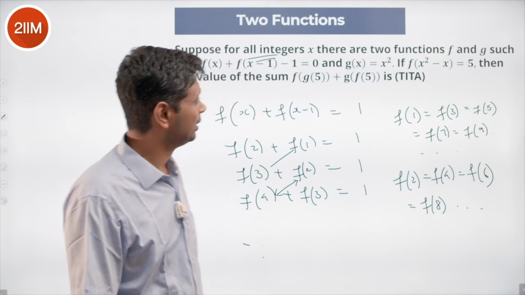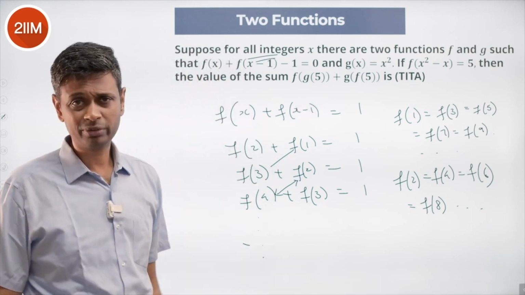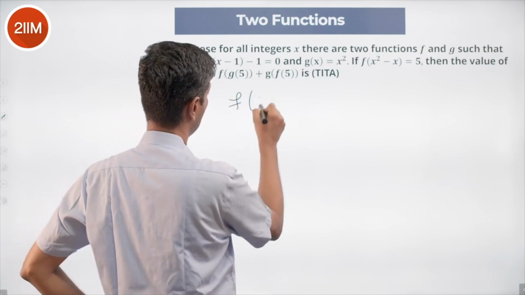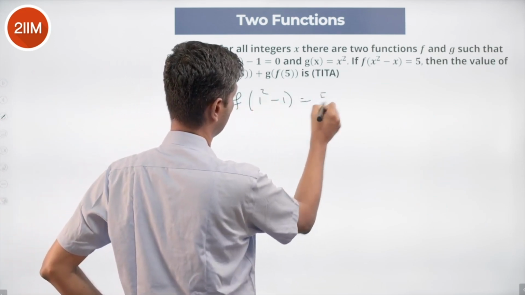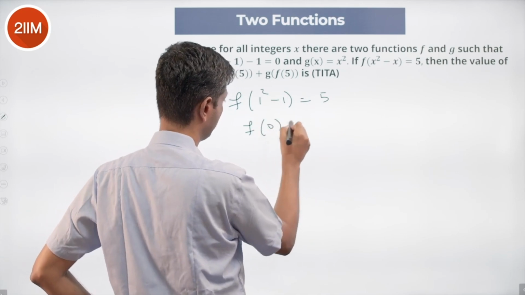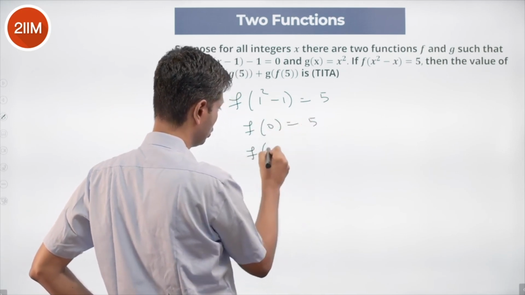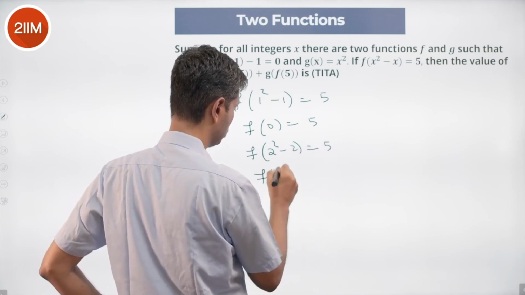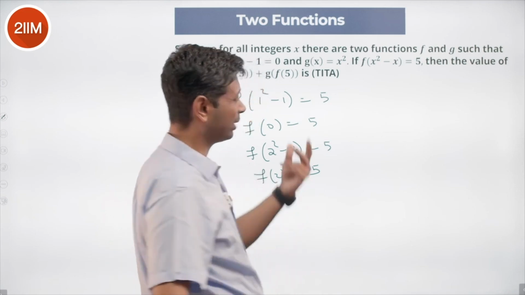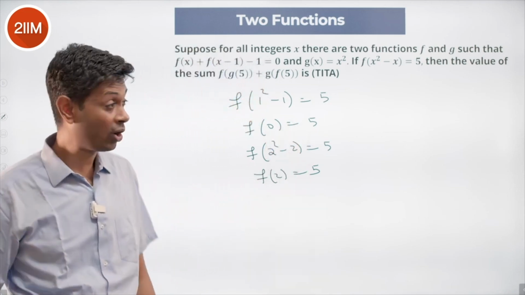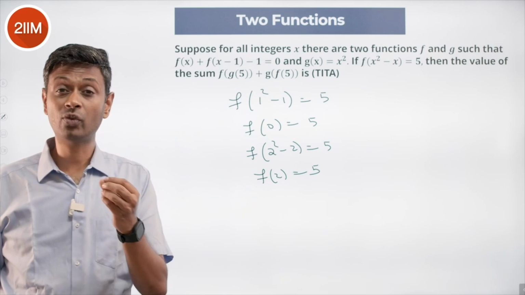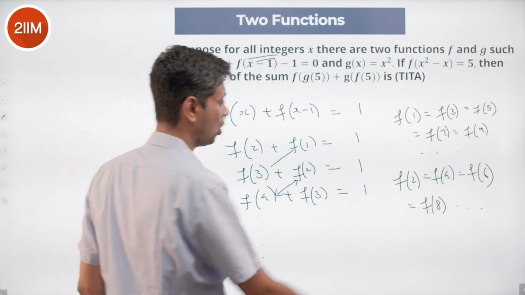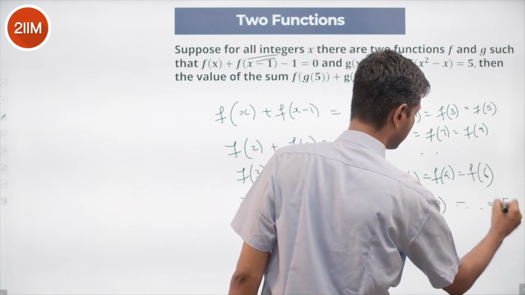Nice. We have f of x square minus x equal to 5. What am I going to do? I'm going to put x equal to 1. F of 1 square minus 1 equal to 5. F of 0 is 5. F of 2 square minus 2 is equal to 5. F of 2 is 5. 3 square minus 3 is f of 6, that is 5, or all even numbers. F of all even numbers is 5. So one part of the equation, we have got all of these fellows equal to 5.